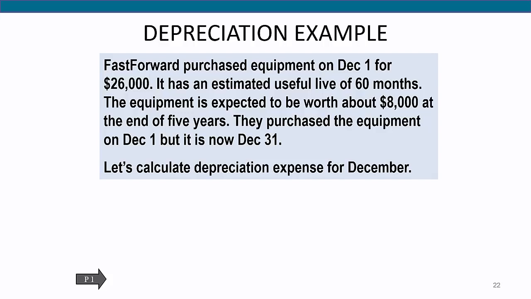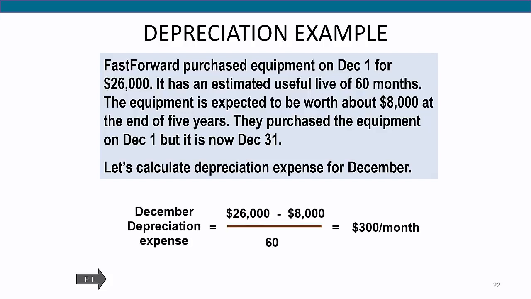Because Fast Forward expects the equipment to be worth $8,000 when the 5 years are over, only $18,000 of the cost needs to be spread over the next 60 months. With that in mind, how would you calculate the monthly depreciation amount? Did you come up with $300 a month?